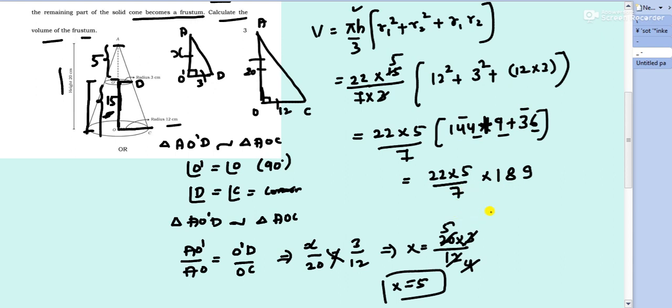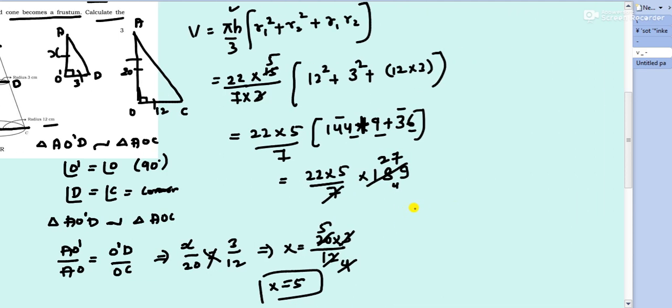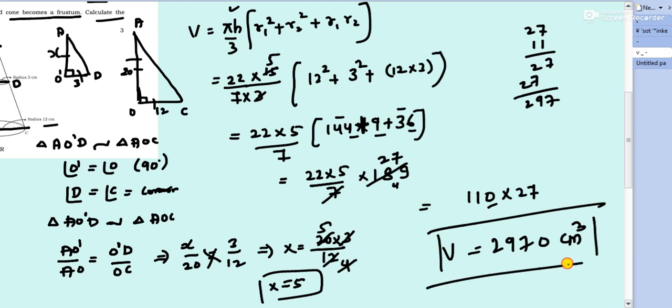So how much will you get? So 7, these two will get cancelled, correct? 7 2s are 14, here you get 49, so 7 7s are 49, isn't it? Now multiply this, 5 2s are 10, 5 2s are 10, 1 is 11, correct, into 27. So what is this? 27 into 11, 7 2s are 14, 297. So this is 297, and there is a 0 here, you can write this 0. So volume is equal to this much centimeter cube.